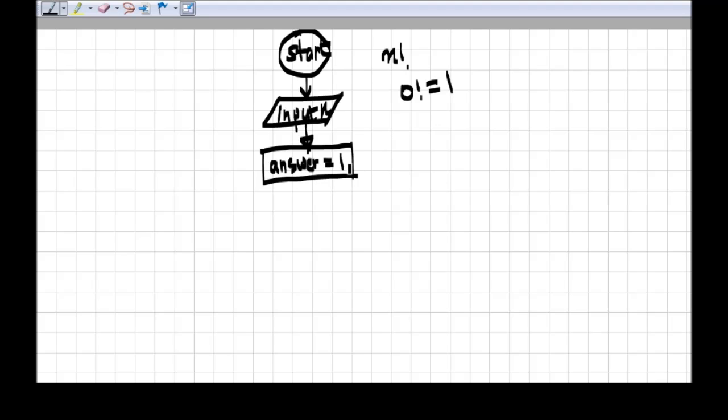So I start with 1, but my answer can grow as the given n is different from 0. At least if n is not 0, it's going to grow. So I can take care of that later on, but I wanted to initialize it as 1.